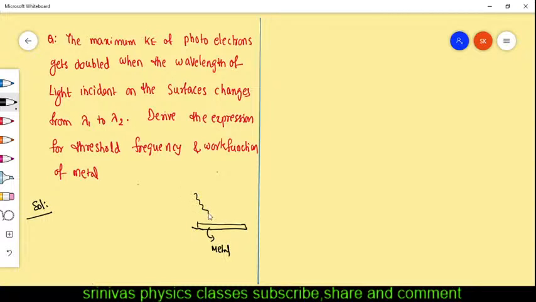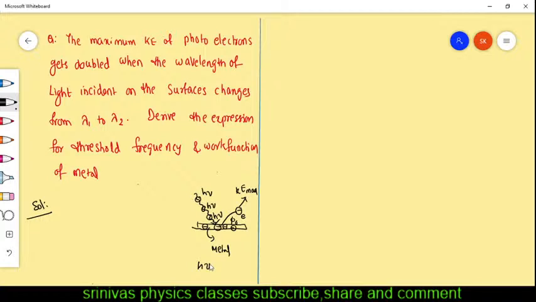Whenever light is incident on the metal, this light has photons. Photons are incident on the metal. After gaining one photon, each photon is absorbed by one electron. After absorbing, the electron will come outward from the metal surface, and after that it will go with some kinetic energy. The absorbed photon energy is used by the electron in two ways. Part of the energy is used to come out from the metal surface, that is called the work function. And the remaining energy is used as kinetic energy.